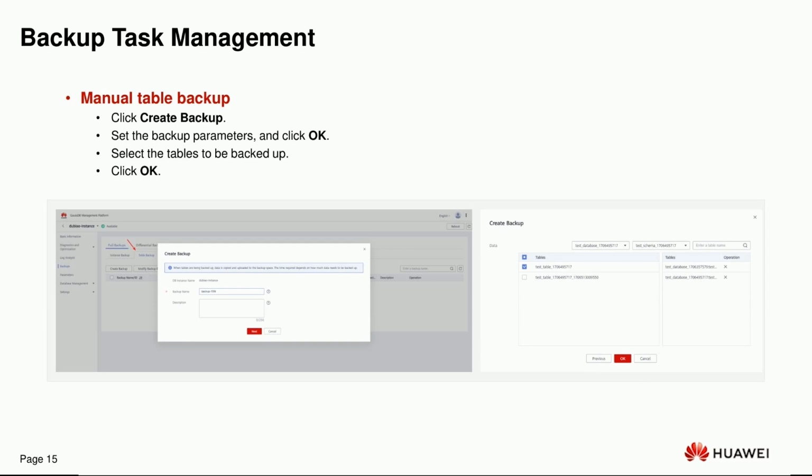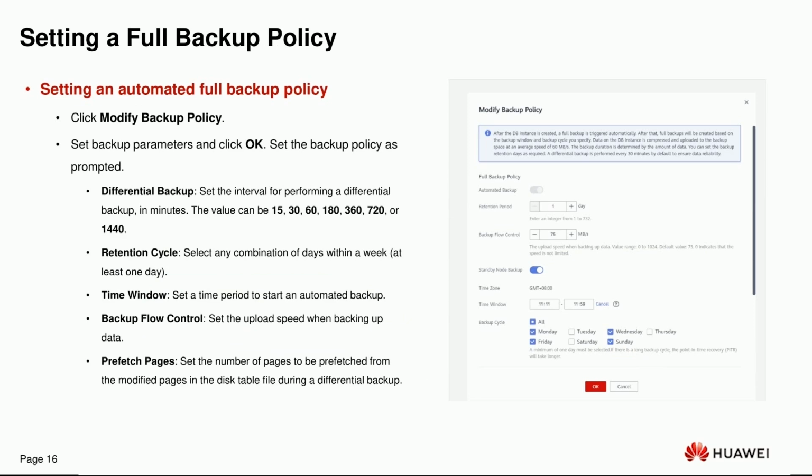Click Create Backup, set backup parameters, and click OK. Select the tables to be backed up. Click OK. Different from manual backups, you need to create a backup policy before enabling an automated backup. Then, the management platform starts the backup task based on the created backup policy. The configuration operations are as follows.